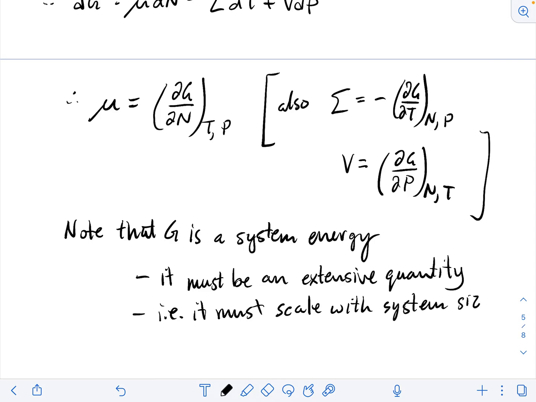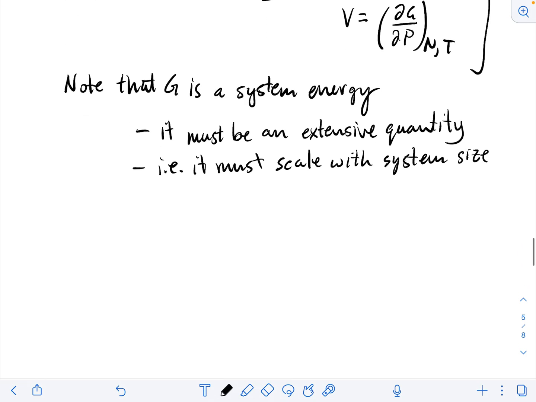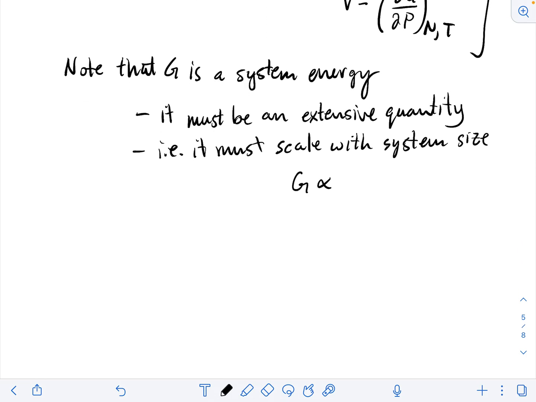Okay, so G is proportional to the number of particles. And if G is proportional to the number of particles, that means we should be able to write G as being equal to the number of particles times some other function, right? That's what being proportional to N means. And this function would be some function of other thermodynamic quantities, temperature, pressure, and so on.